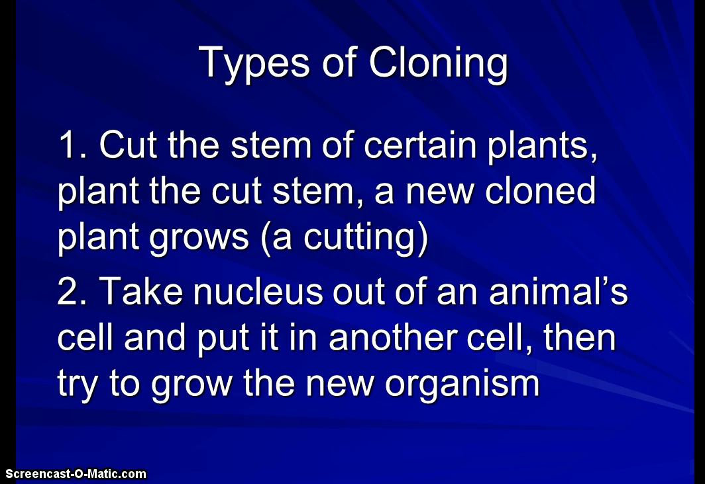For the first kind, the cutting of the stem, that happens a lot. Some plants actually send out little runners that make a new plant. Strawberry plants will do that. They'll send out a little runner, and then it'll grow another strawberry plant maybe a couple feet away from the original strawberry plant, and they have identical DNA. Okay, so there's a natural way of cloning, and then there's the scientific way where we have to manipulate it to get a clone.